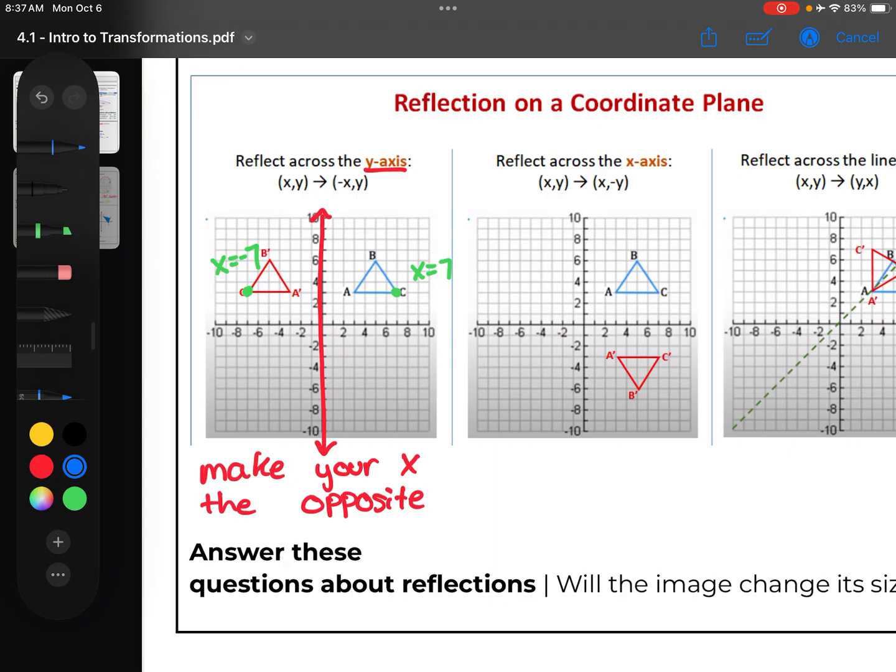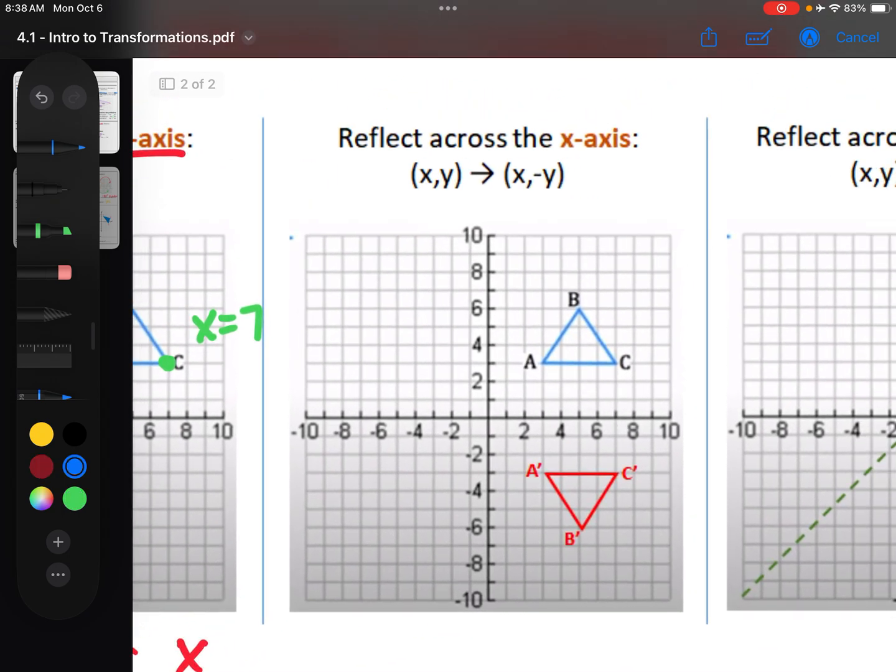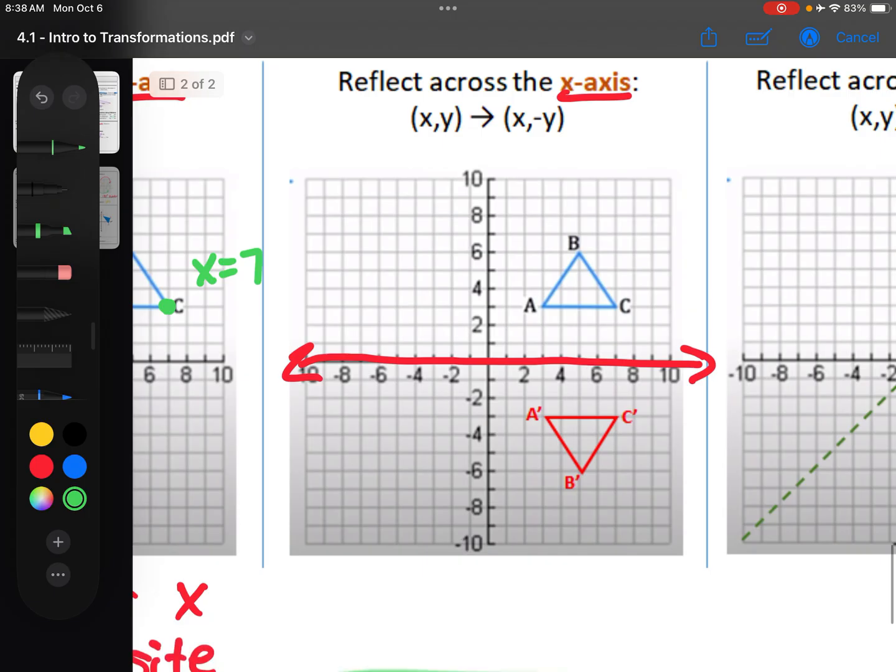Another thing that I want us to write is C prime, okay? That's red, C prime. That means it is the image, okay? It's the copy. So that's something important that you might want to remember. Highlight that too. Definitely important to remember that, okay? And then here we have a reflection over the x-axis, okay? So the x-axis is gonna be that horizontal axis, okay? And it does the same exact thing, but it makes the y negative.